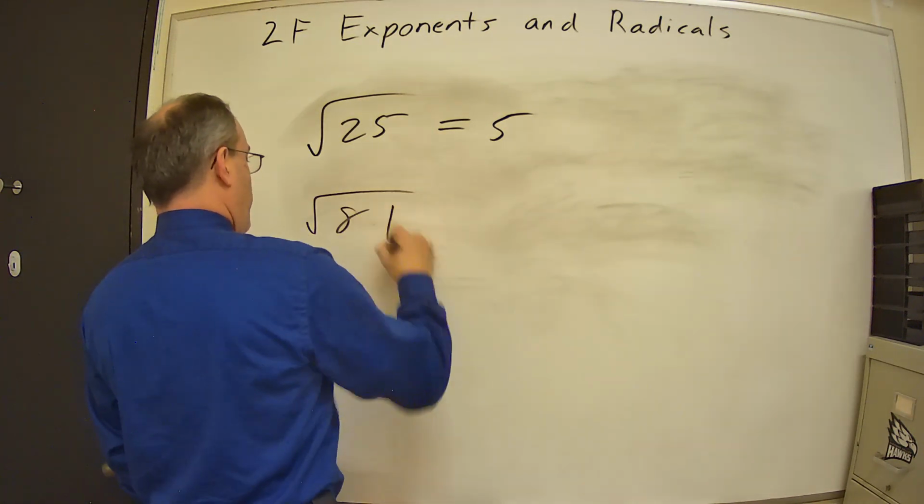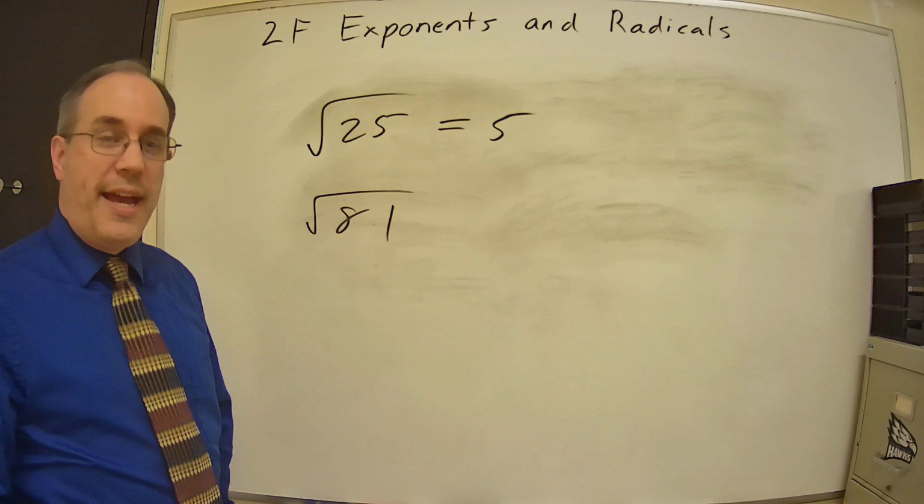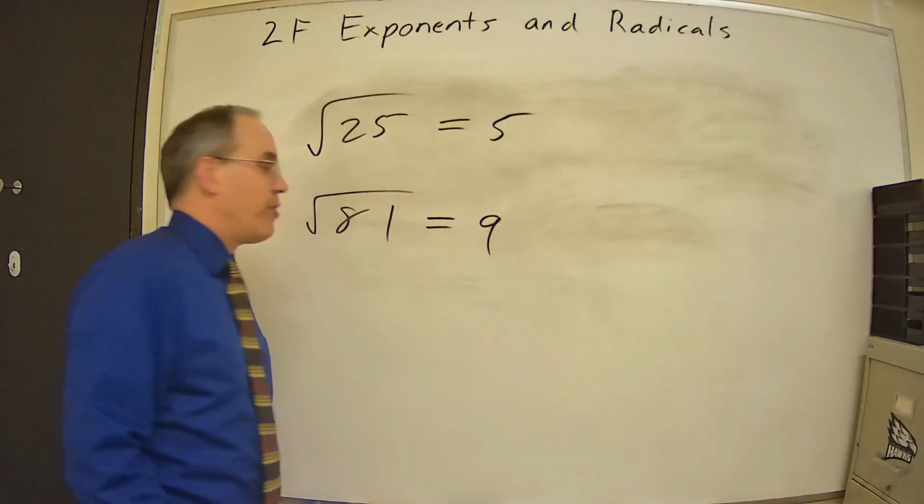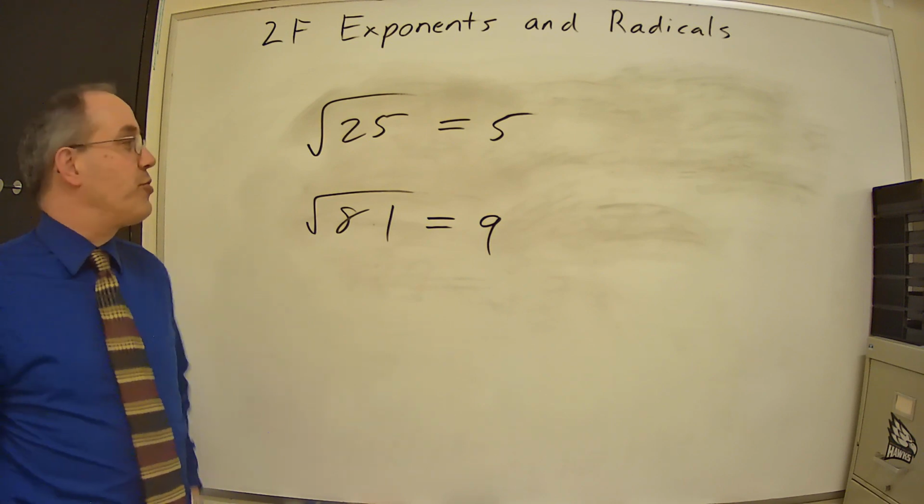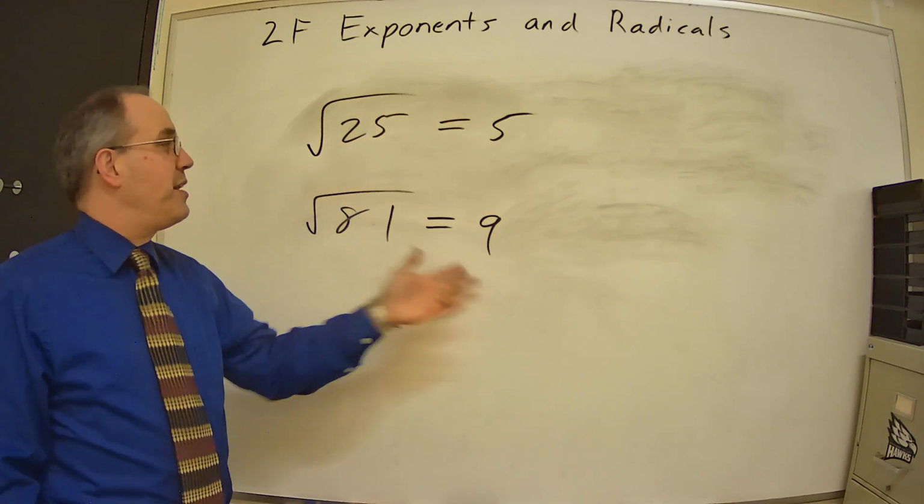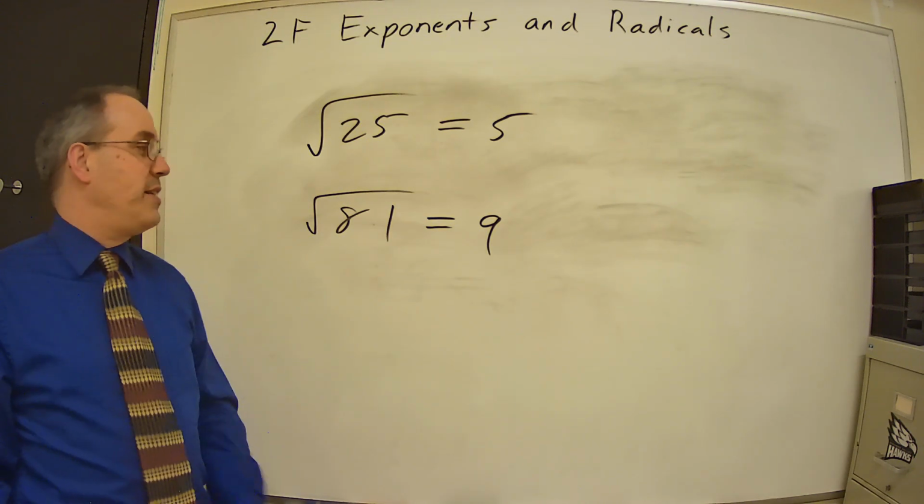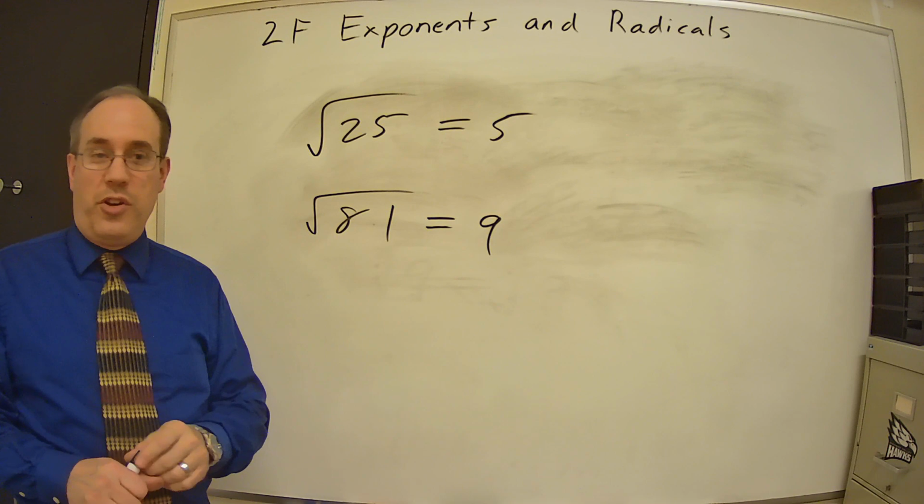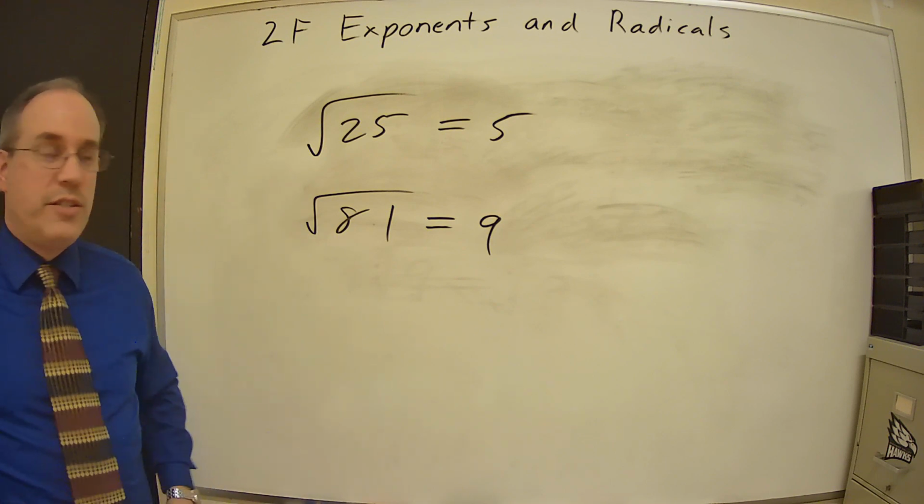The square root of 81. 81 is a perfect square. It's 9 times 9. So the square root of 81 is 9. So anytime we have a perfect square, it's very easy for us to find the square root of it, because we know our multiplication tables.